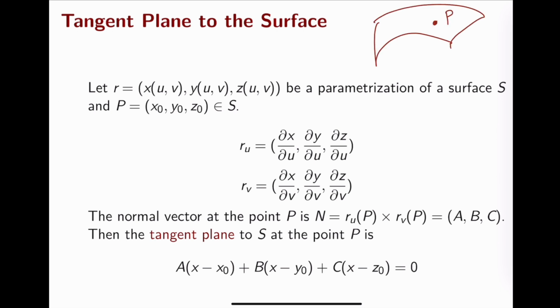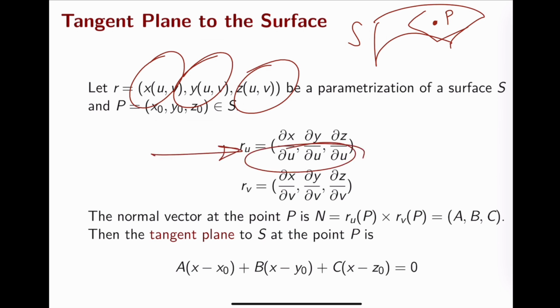At each point of the surface, once we have a surface like this, we can define the tangent plane at the point. In order to do this, we need first the parametrization of the surface S, the given point where we want to calculate the tangent plane, and we are going to calculate what we call r_u and r_v. This is going to be the vector of the derivatives of each of the components of the parametrization, in this case with respect to u, and in this case with respect to v.